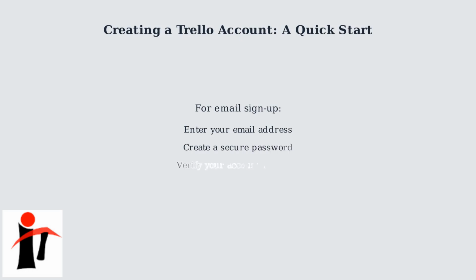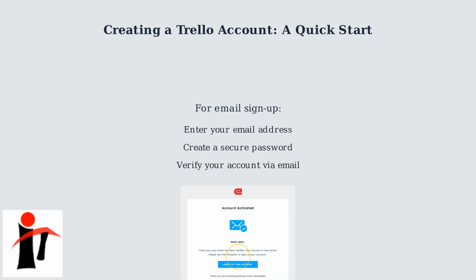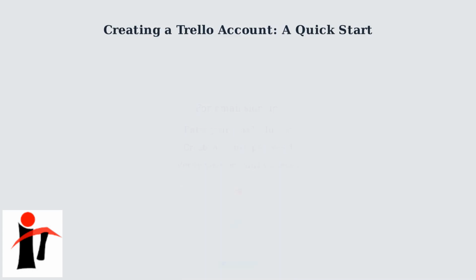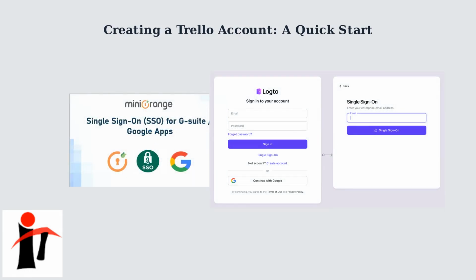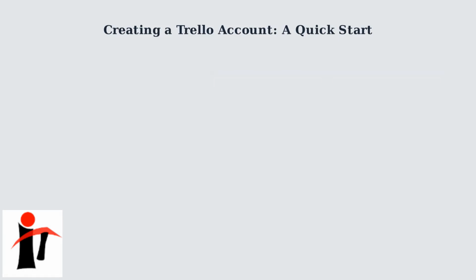If using email, enter your email address, create a secure password, and verify your account through the confirmation email Trello sends you. For Google or Microsoft single sign on, simply authenticate through their respective platforms. No credit card is needed for the free tier, and the whole process takes just a few minutes.